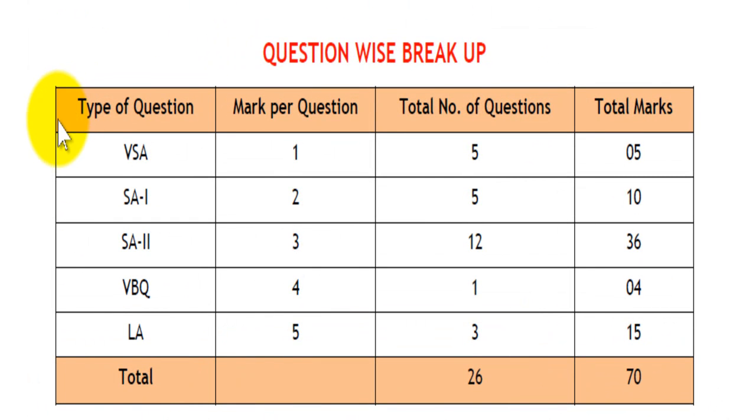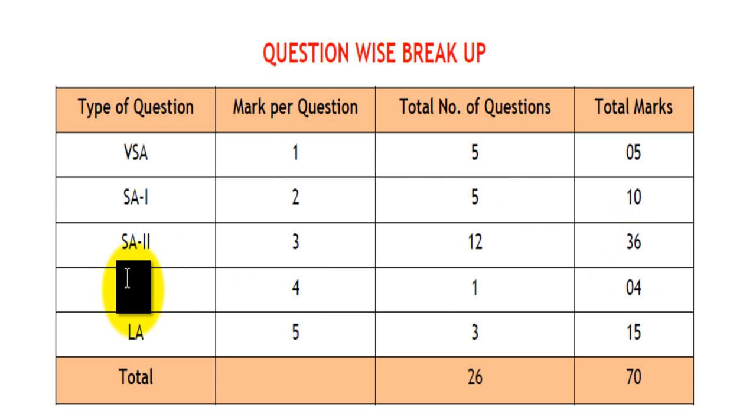So here you can see the question wise breakup. There are very short answer type questions which carry 1 mark each. There will be 5 such questions totaling to 5 marks. The short answer 1 type questions which carry 2 marks each will be 5, totaling to 10 marks. The short answer 2 type questions which carry 3 marks each: there will be 12 such questions totaling to 36 marks.